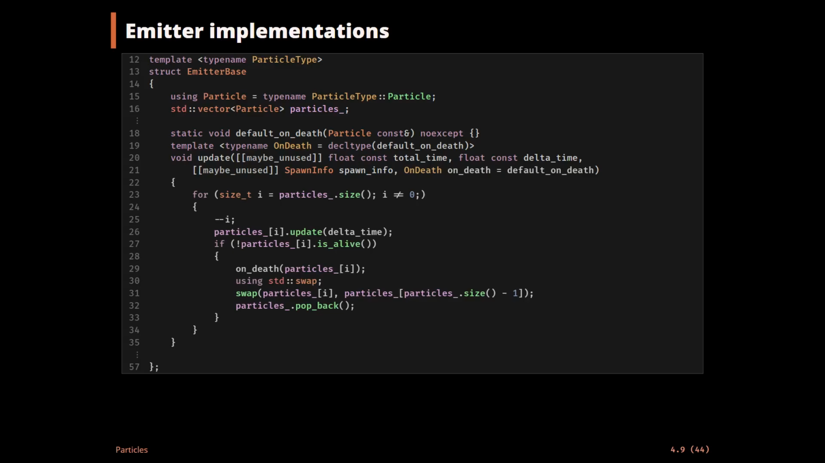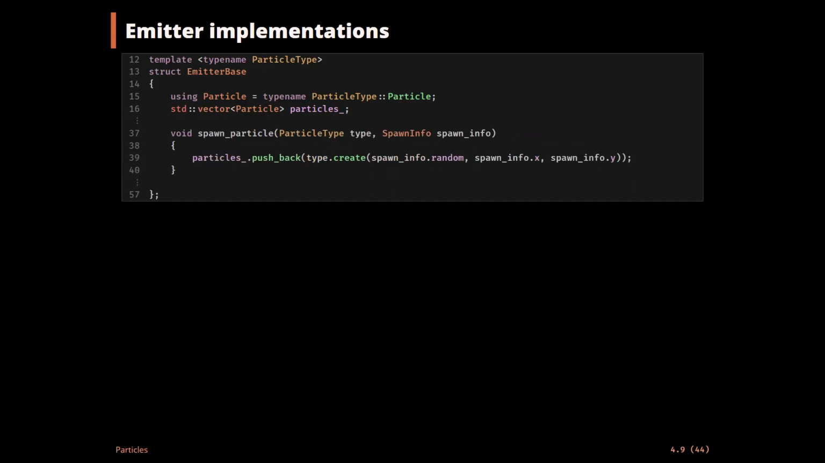We have a way to basically register a callback. And we'll see how we need that for emitter onDef, which is going to have to emit a new particle when a parent emitter has a dead particle. So, moving on, the spawn particle function.